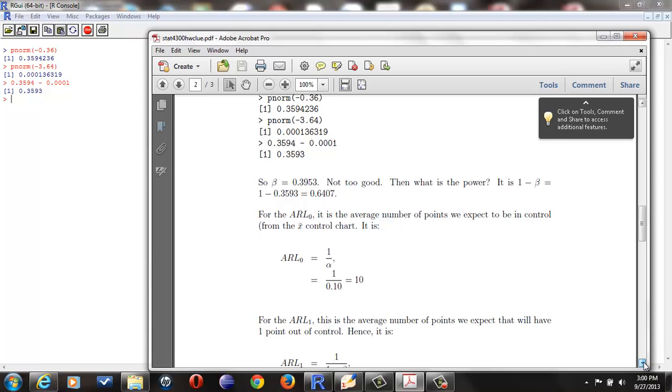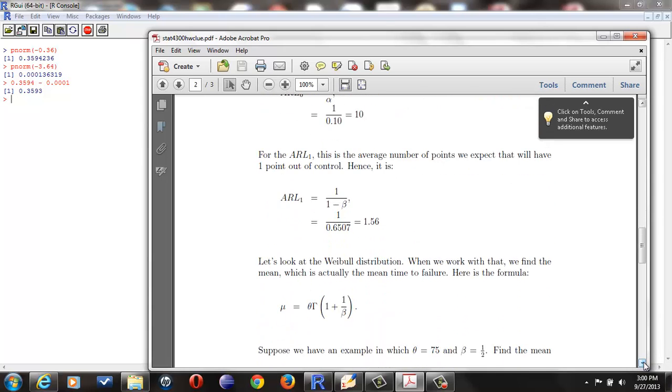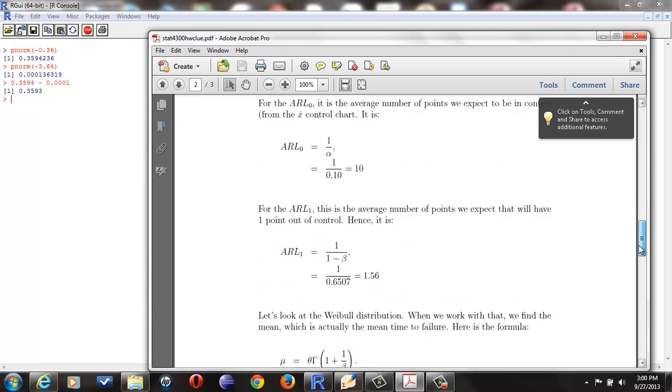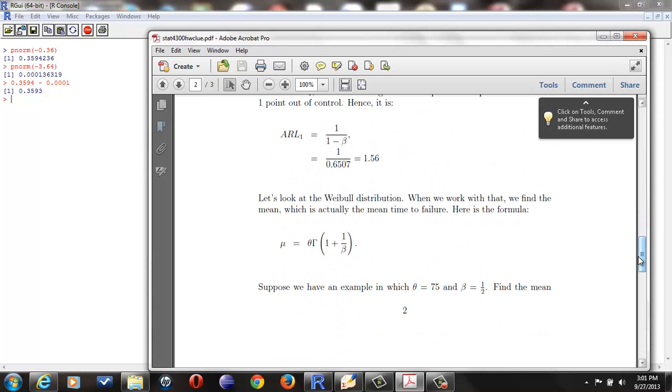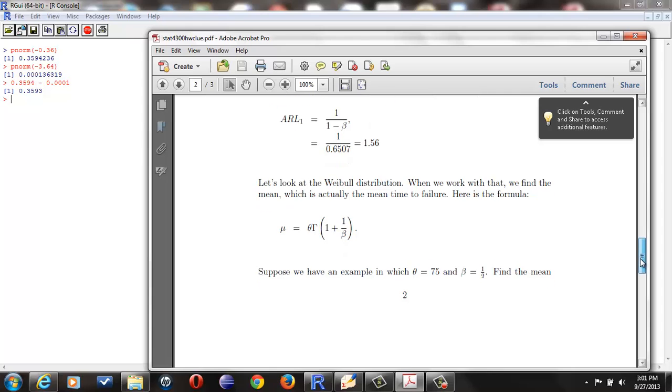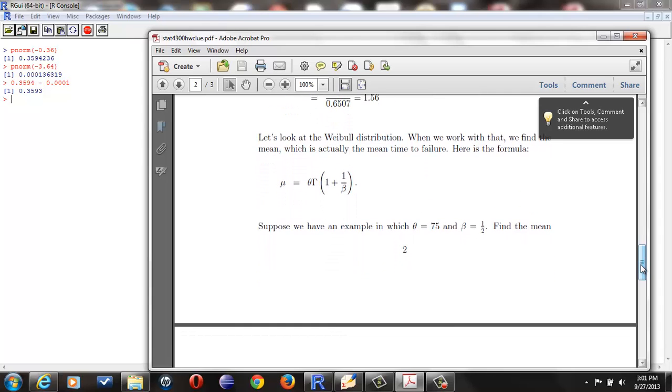Okay, similarly, the ARL 1 is the average number of points we expect until we have 1 point out of control. So we're going to have 1 over 1 minus beta, which is 1 over power, and that's going to be 1 over the 0.6507, and that's going to give me 1.56. Should that be 0.6407? Yes, it should be 0.6407, but just use what you got. Okay, sorry.